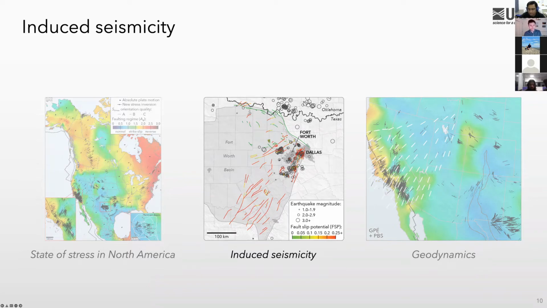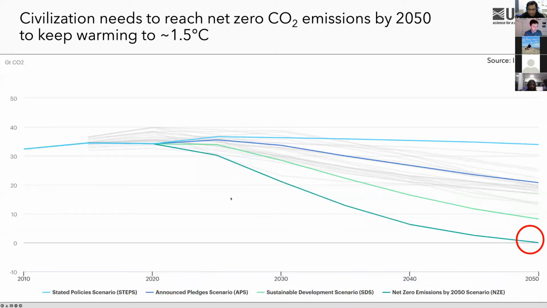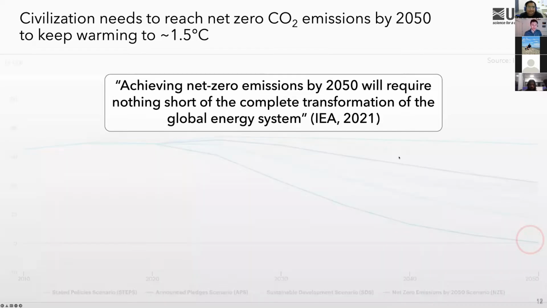Now, I'd like to motivate this by pointing out a major challenge that we're all facing in just the next few years. This is an analysis by the International Energy Agency from a couple of years ago, and this will probably be familiar to many of you. The idea is that in order to keep warming to about 1.5 degrees Celsius, we're already most of the way there, we need to reach global net zero emissions by 2050. So that's a very tall order. As IEA said, that will require nothing short of the complete transformation of the global energy system.